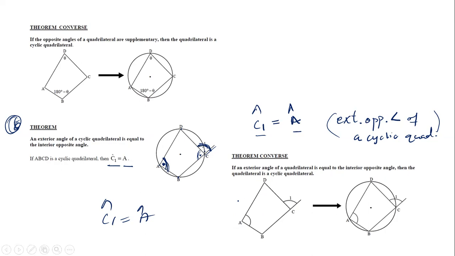It is not just a cyclic, it is a quadrilateral. But are we safe to say this is a cyclic quadrilateral? Let's see. Yes, we can see that C1 is equal to A. This opposite exterior angle is equal to that opposite interior angle. Therefore, we are safe to say this is a cyclic quadrilateral. We assume or visualize that the circle passes through the vertices on the circumference of the shape, which is this over here.